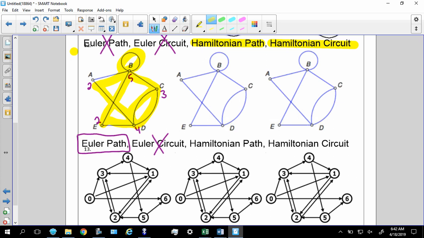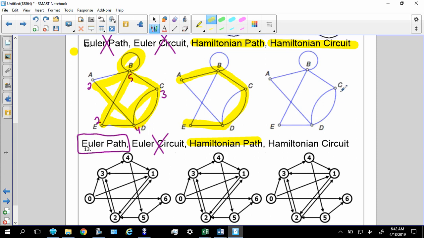Awesome. All right, Hamiltonian path. Let's see, just starting with A because I wanted to, swing it over, end with E. Yep, that works. Hamiltonian path. All right, let's see if we can have a Hamiltonian circuit. Oh, no, that doesn't work.